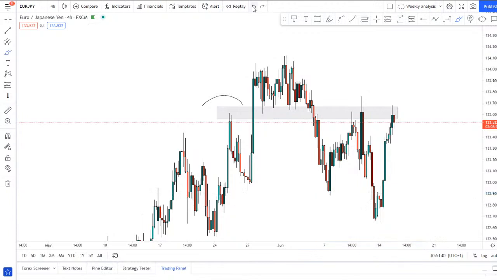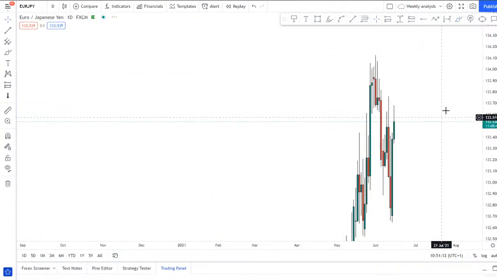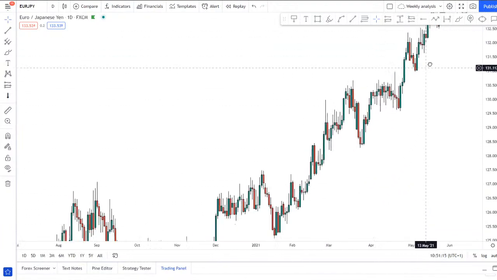However, I wasn't sure if this was just going to be a reversal or just price retracing a little bit more. Because if you look at the higher time frames like the daily, the market is still aggressively very bullish here.